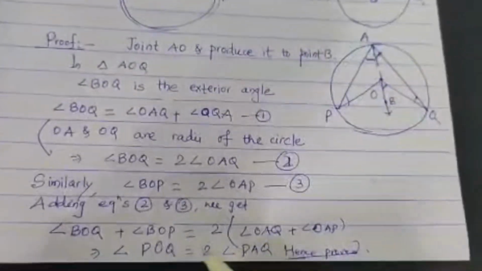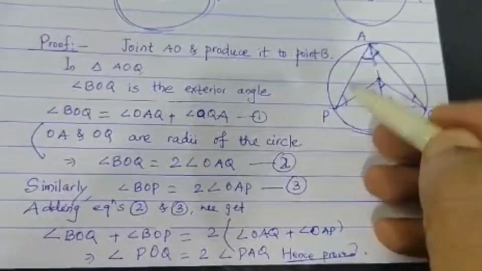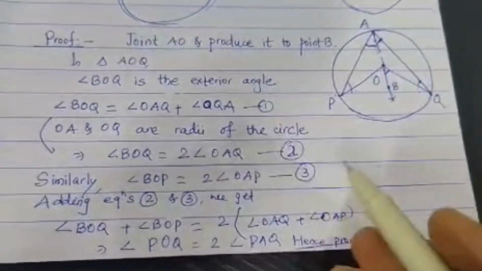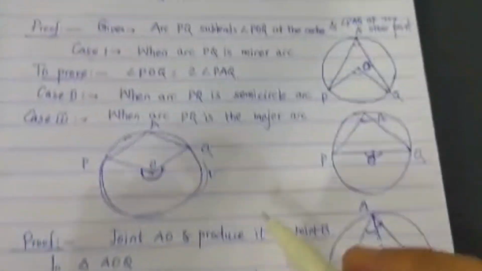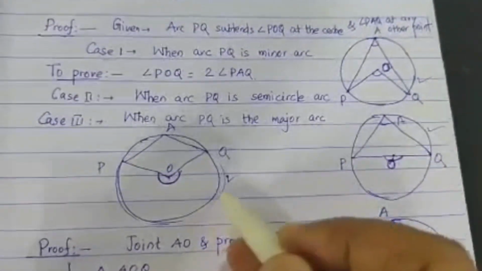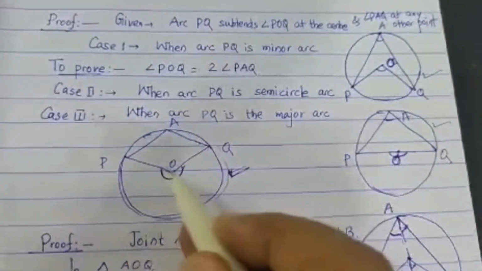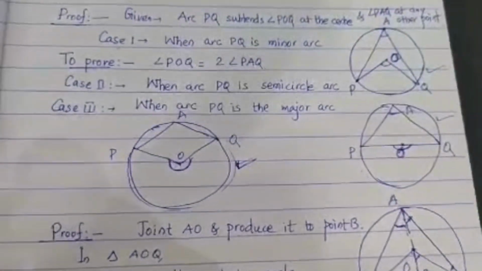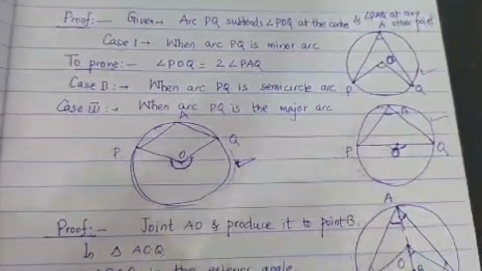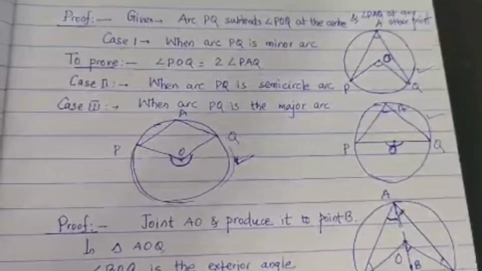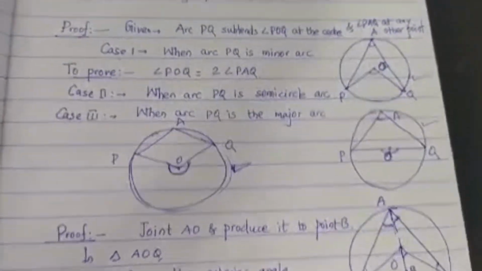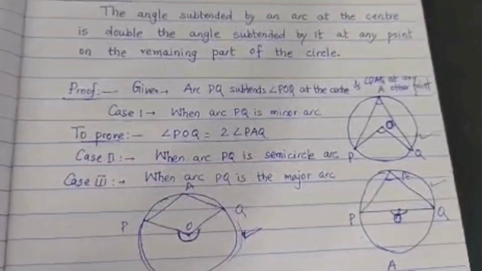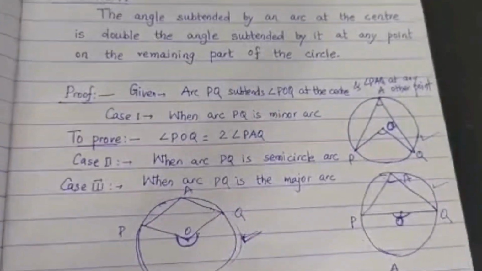Okay, this is what we have to prove: angle POQ is equal to twice angle PAQ. The angle at the center is double the angle at any other point of the circle. So this proves our case 1 and case 2. But for case 3, the angle POQ is a reflex angle, so reflex angle POQ is equal to twice angle PAQ. This was a very important theorem, and you have to study it carefully, because in many questions you will have to use this theorem.